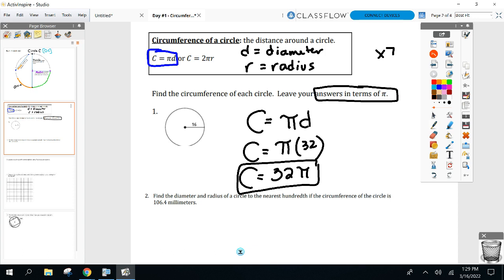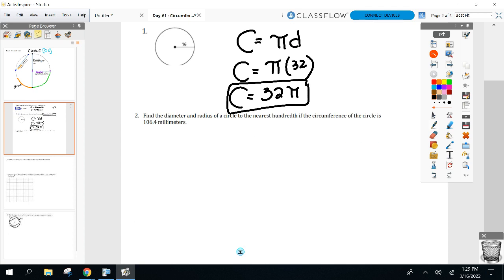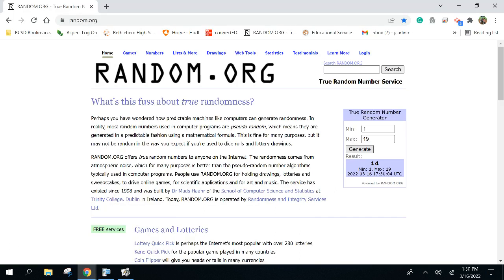You guys all good here? I know that was nice and easy, very basic, but let's start challenging you a little bit. Go ahead, read through number 2. If any questions come up, let me know right away. So I need the diameter and radius length here, if you know the circumference. C equals pi d, which we chose as a class. Where's the 106.4 going in?